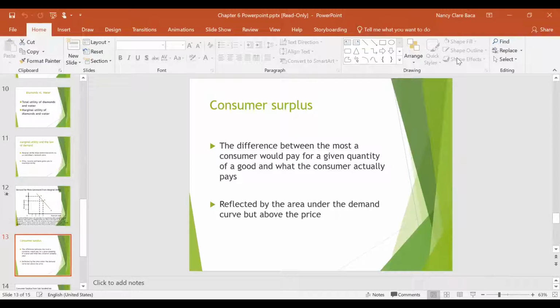What are most of us going to do with $1 of consumer surplus? Somebody tell me, what are you going to do with $1 of consumer surplus?